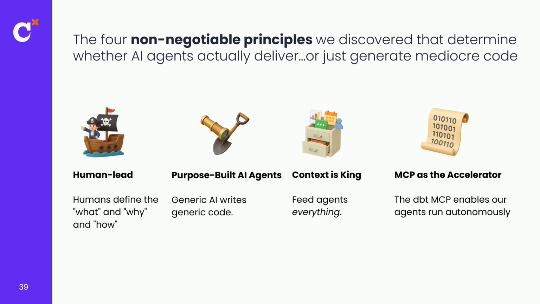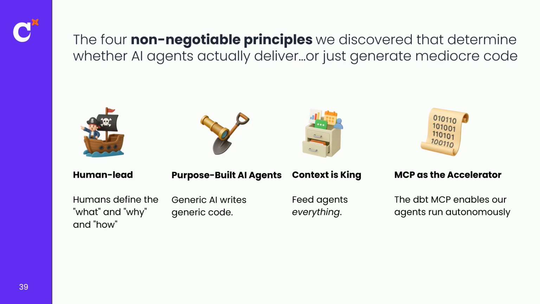Third, context is king. As you saw, we rebuilt our whole process to feed our agents as much information as possible. So we feed them everything: our meeting transcripts, our tech specs, all of our documentation and design guides. And so again, the goal is they have as much information at their fingertips as our experts do on our projects. And of course, the MCP as the accelerator. The dbt MCP is really what allows our agents to run autonomously. And I'm really excited to see some of these features come out over the next couple of years as dbt progresses that along.